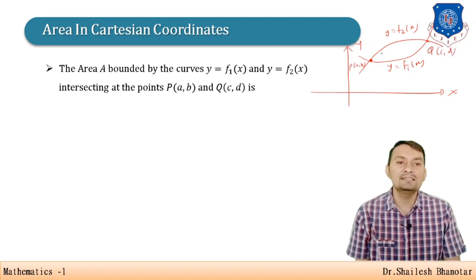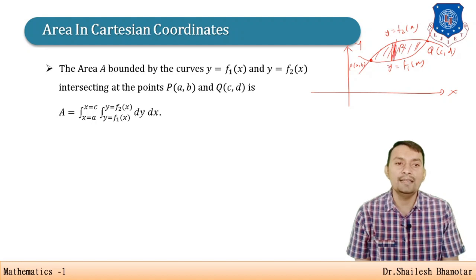When I consider the double integration, these are the bounded region and I want to find the area of this covered region. I have to assume a strip which is parallel to the y-axis. So bottom is y equals f1(x) and top is y equals f2(x). But in what range can I draw the vertical strip? I have to start from here, so this is x equals a and this is x equals c.